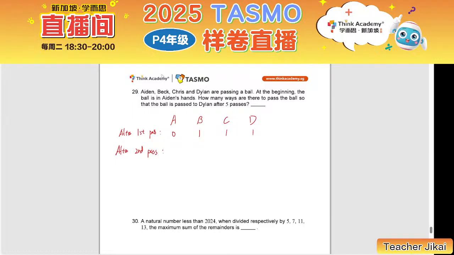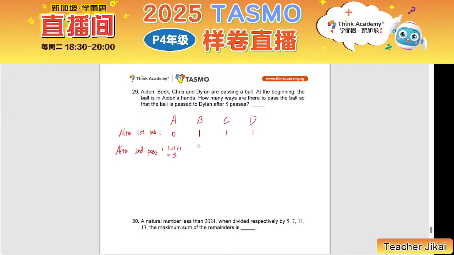what will happen? So for Aiden, he can get the ball from Blake, get the ball from Chris, get the ball from Dylan, right? So it is based on how many ways Blake can get the ball before it. So if Aiden gets the ball from Blake, it's one way. If Aiden gets the ball from Chris, also one way. For Dylan, also one way. So it is three ways.